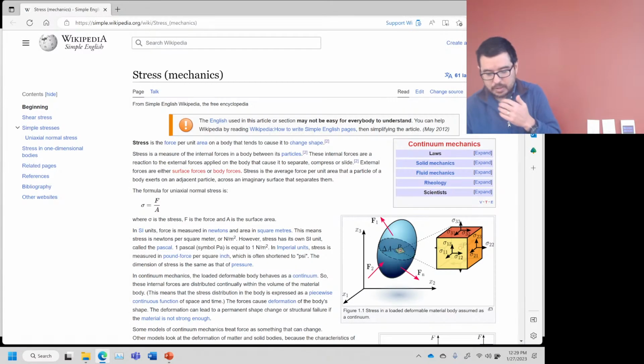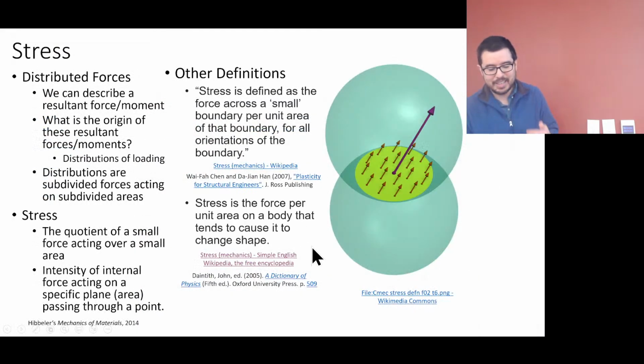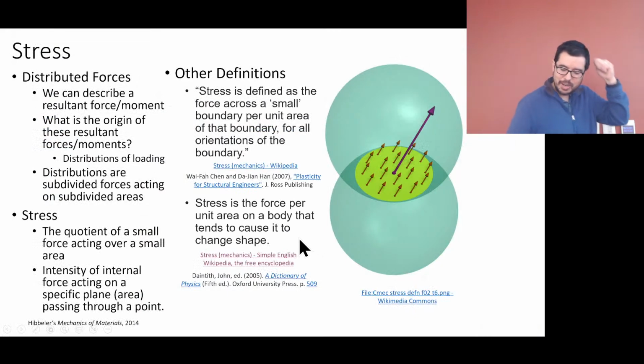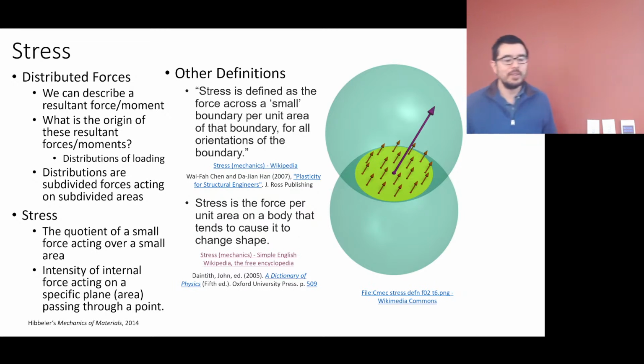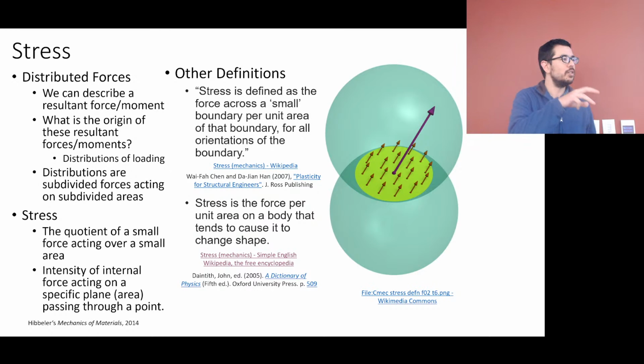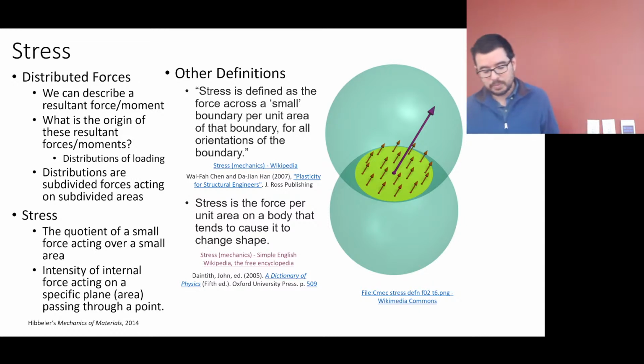I clicked on the link. It's the slide. Stress is the force per unit area on a body that tends to cause it to change shape. So this is connected to strain, essentially. If there are internal stresses, if there are internal loads, and this material is not perfectly rigid, we expect that there's going to be some change in shape as well.